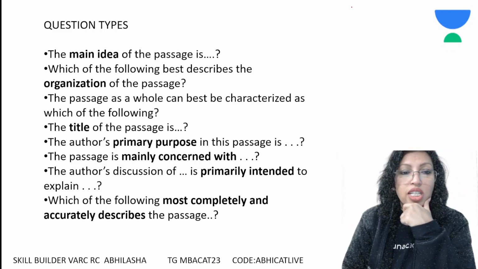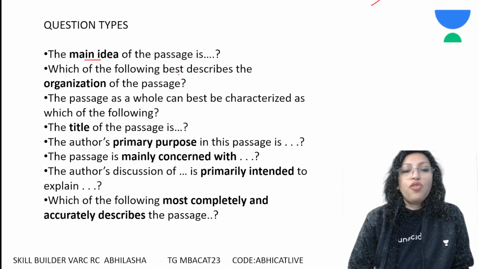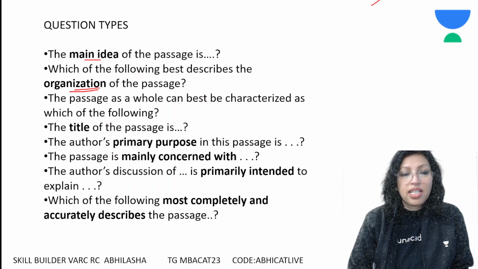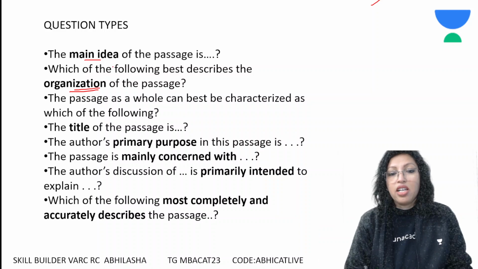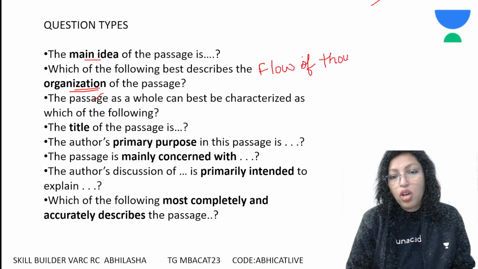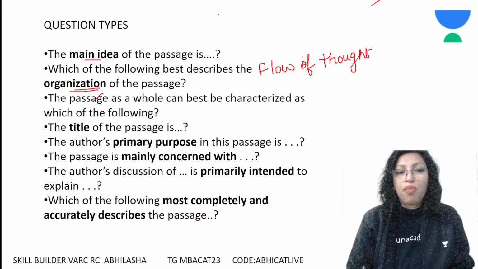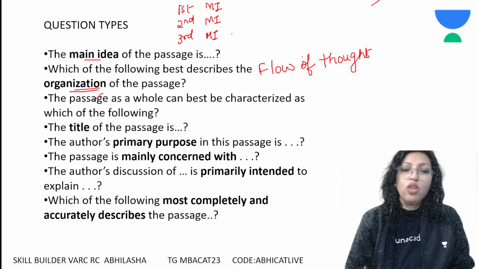So if you look at this first question, the main idea of the passage, it is directly asking you what the main idea is. The second one says, which of the following best describes the organization of the passage as a whole? So how are you organizing the passage? How have you laid out the passage? So what I was talking about in the flow of thought, this is what the question is talking about. What is the flow of thought? What is the first paragraph talking about? Okay. What is the second paragraph talking about? What is the third paragraph talking about? So you pick the main idea of the first one, the main idea of the second one, the main idea of the third one, and you've got it covered.